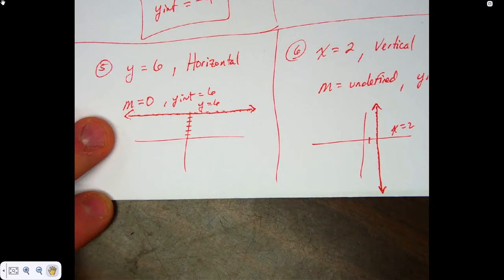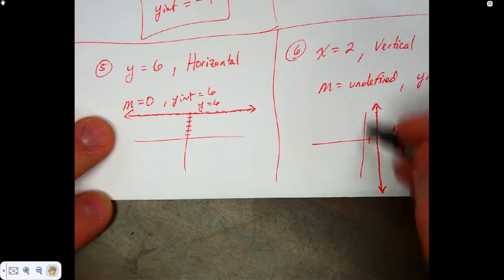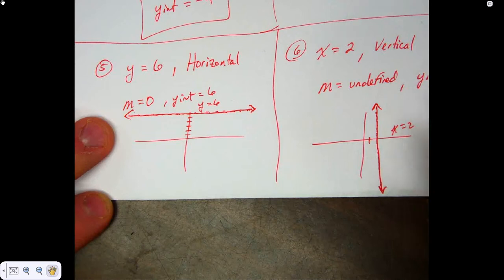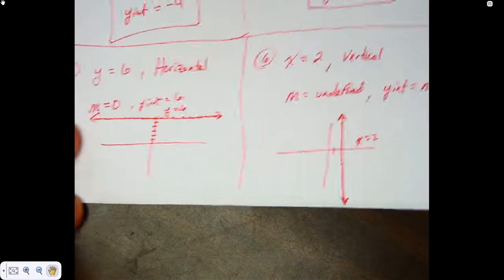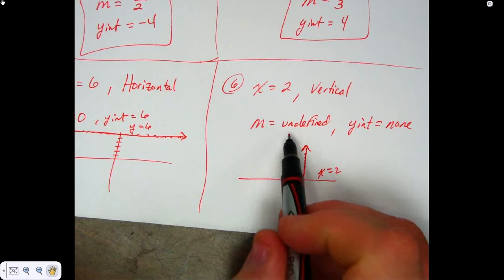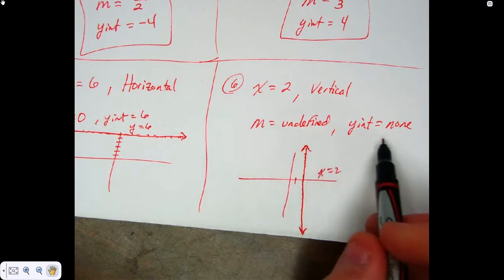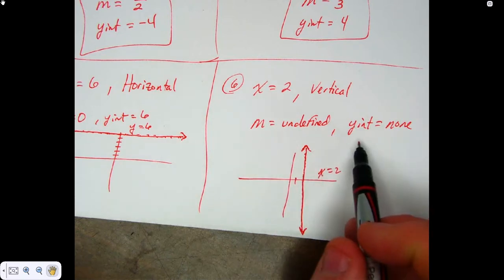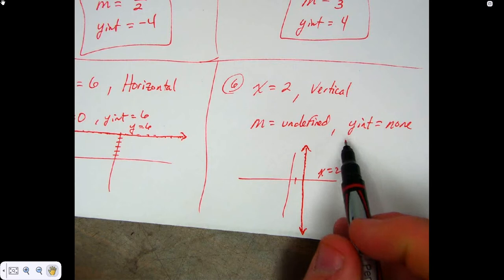There isn't one, is there? Because this is parallel to the y-axis, right? It's never going to touch the y-axis, so there is what? There's none. There is no y-intercept here, is there? So you can see why it can't be written in slope-intercept form. The slope is undefined, there's no number for it, and there's no y-intercept, so it wouldn't make much sense to be able to write that in slope-intercept form, would it?